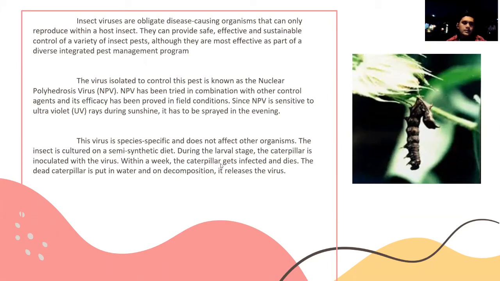The insect is cultured on a semi-synthetic diet. During the larval stage, the caterpillar is inoculated with the virus. Within a week, the caterpillar gets infected and dies. The dead caterpillar is put in water and decomposition releases the virus.